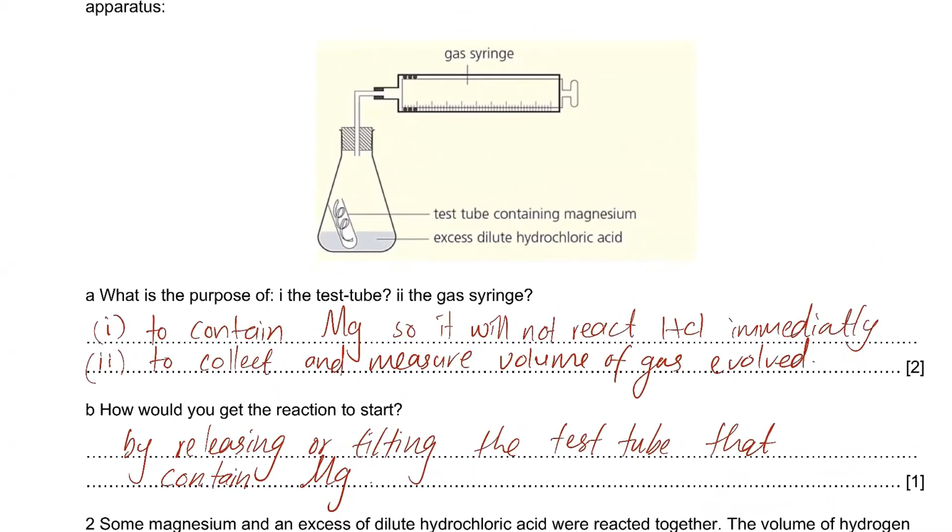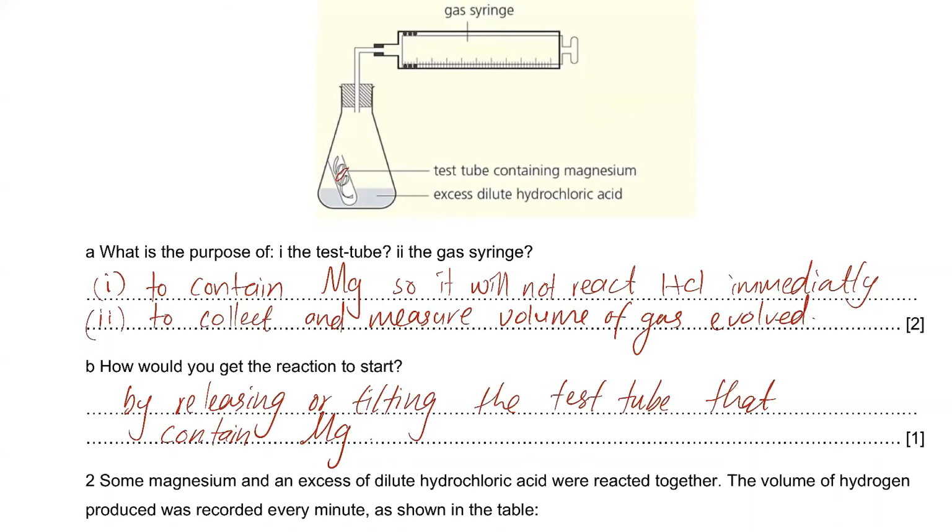Okay, this is the previous experiment where magnesium ribbon was added immediately, but in this case, as you can see, there is a test tube. Inside the test tube, magnesium ribbon is kept. Actually, in reality, there will be a string attached to the test tube, and you can pull the string so that you can release the test tube. But anyway, it asks what is the use of the test tube to contain magnesium. So it will not react with hydrochloric acid immediately.